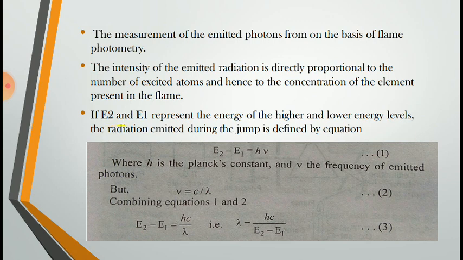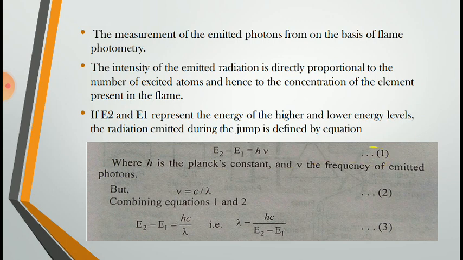If E2 and E1 represent the energy of the higher and lower energy levels, the radiation emitted during the jump is defined by the equation. See the first equation: E2 minus E1 is equal to h nu. This is equation number 1.